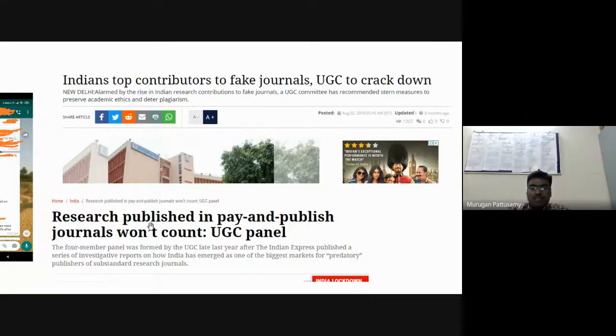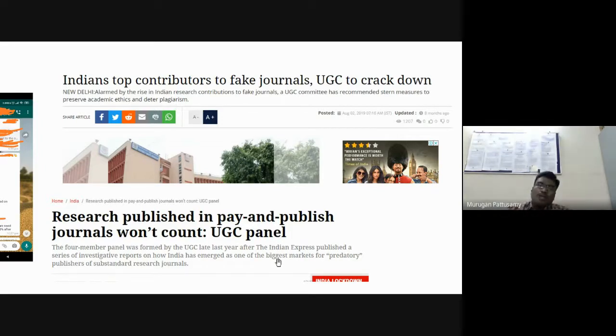Now look at this particular newspaper article: Research published in PN published journals won't count, UGC panel. I think it was a 2020 or 21 report. There are some more reports available in the literature on why UGC is not counting any of the papers published in these sorts of journals.